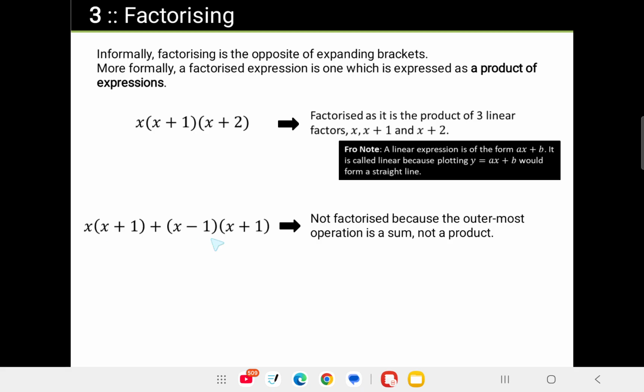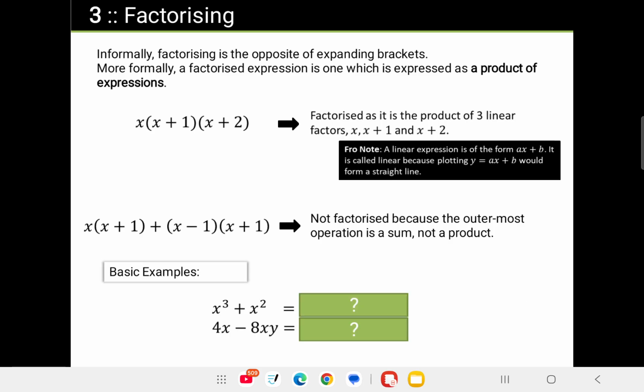This is not the complete factorization, because you can see x plus 1 is a common factor available in both the terms. So it's not factorized because the outermost expression is a sum, not a product. A basic example of factorization is x cubed plus x squared. If you take x squared out as a factor, you're left with x from here and 1 from here. So this should be the factorization of this one.